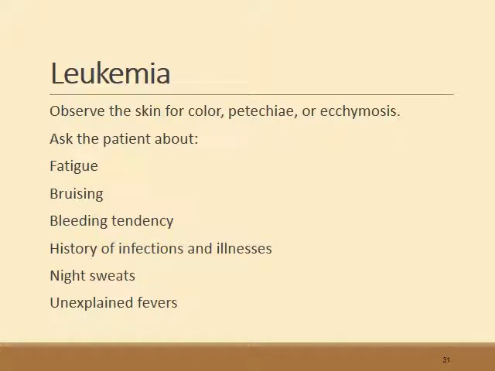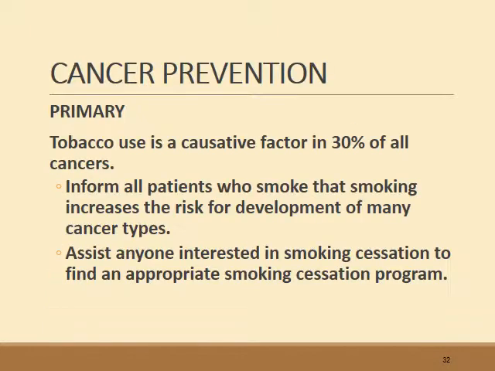In regards to leukemia, observe the skin for color, for any petechiae or ecchymosis, signs of heavier bleeding under the skin. Ask the patient about fatigue, bruising, bleeding tendencies, history of infections and illnesses, night sweats, unexplained fevers. Do they seem to have a compromised immune system that could indicate the problem with leukemia?